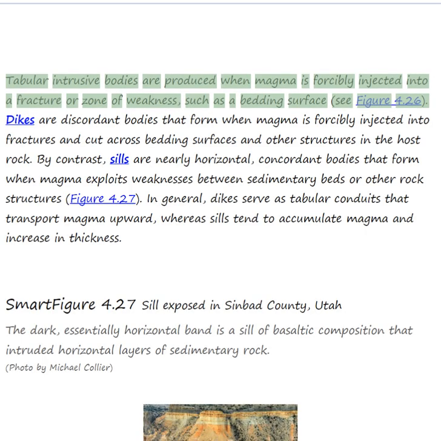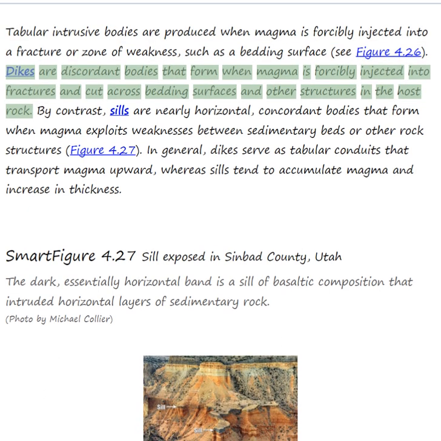Tabular intrusive bodies are produced when magma is forcibly injected into a fracture or zone of weakness, such as a bedding surface. Dikes are discordant bodies that form when magma is forcibly injected into fractures and cut across bedding surfaces and other structures in the host rock.